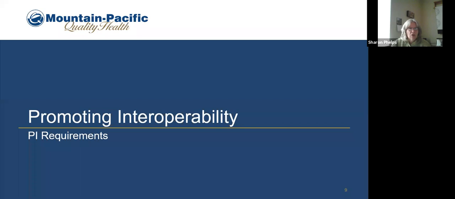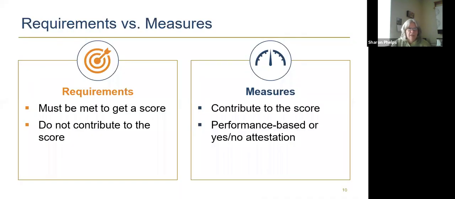Okay, next we're going to talk about the PI requirements. So there's 2 categories of items that have to be completed in the PI category. One of those is called requirements and the other is called measures. Requirements are items that you have to do, and you have to do them or you get a score of 0. You actually have to answer the questions for those before you can actually put any data in when you do this submission. So you have to do those or you get a 0 score, but those requirements don't get you any points. So you don't get a score for those requirements, you just have to do them.